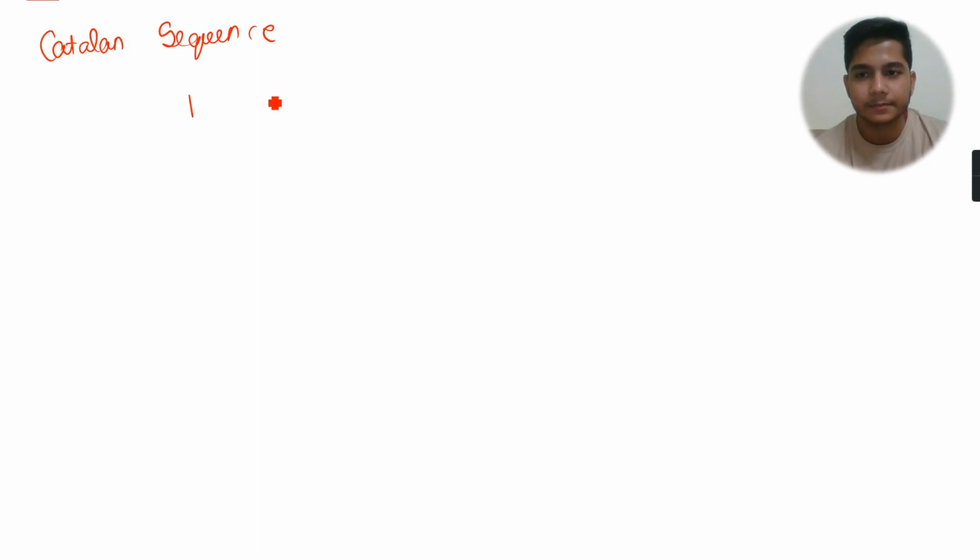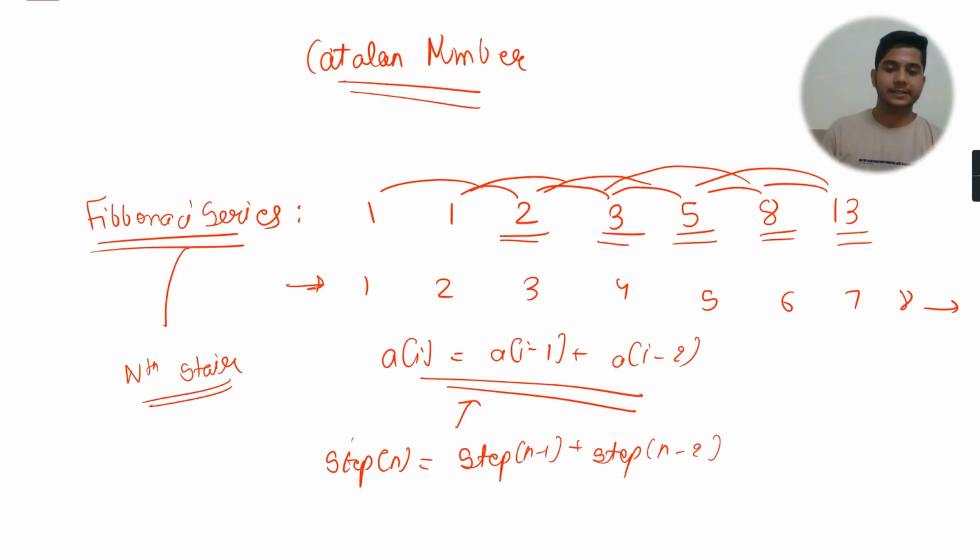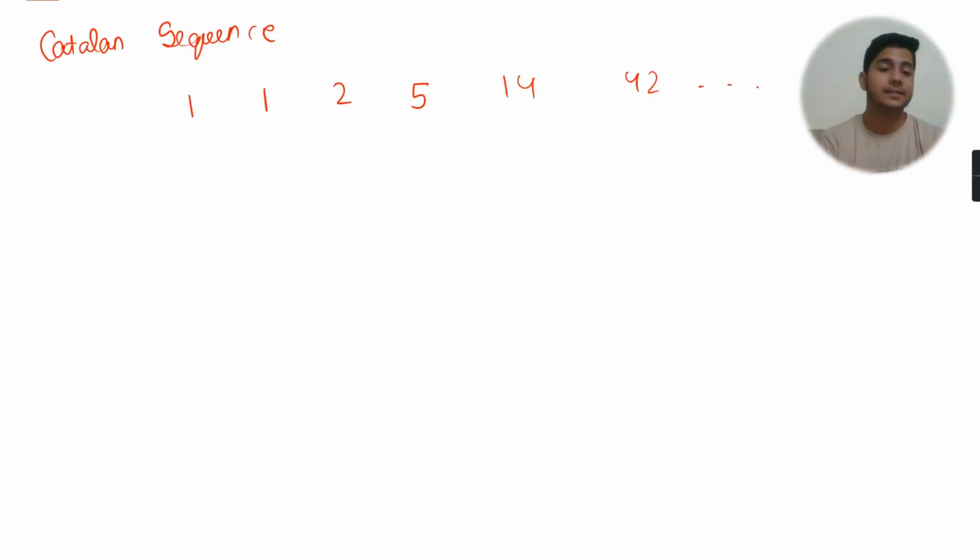The Catalan sequence is like 1 1 2 5 14 and 42. You might be observing that in the case of Fibonacci series, after a little bit of brainstorming, we can observe that the current term is the sum of the previous two terms, right? But in the case of Catalan number, it's really difficult to deduce the sequence, because a lot of people have brainstormed, and only after that the sequence has come, and the sequence is really special.